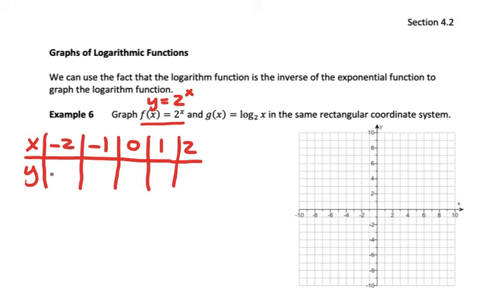Plugging in -2 gives us 1/4. Plugging in -1 gives us 1/2. Plugging in 0 gives us 1. Plugging in 1 gives us 2. And plugging in 2 gives us 4. And if we plot these points, the graph is going to look like this.